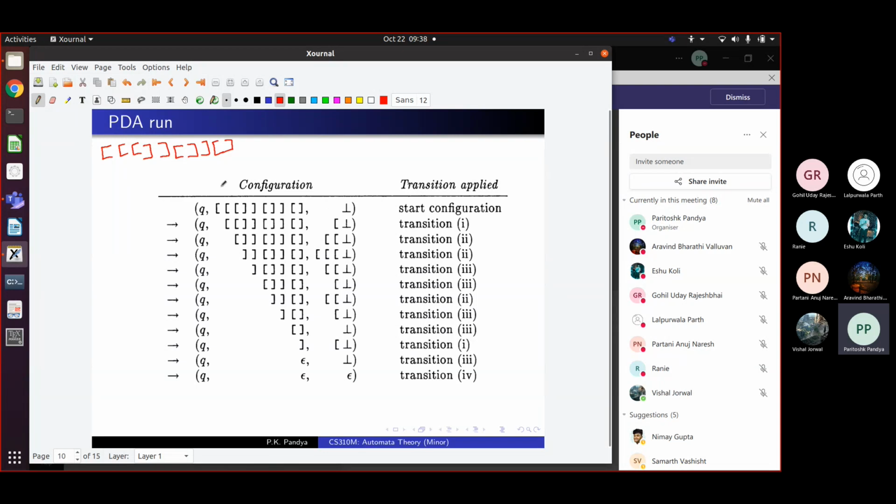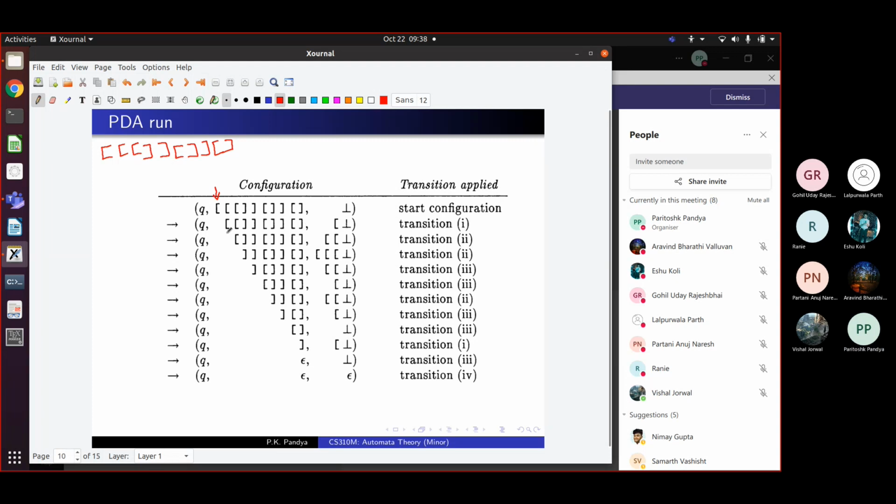At this point what happens? The first letter to be processed is this left bracket. And whenever I get a left bracket, I push it on top of the stack. So my stack becomes left bracket bottom now, and this input letter is consumed. So this is the remaining string to be processed. Is this move clear to everybody?